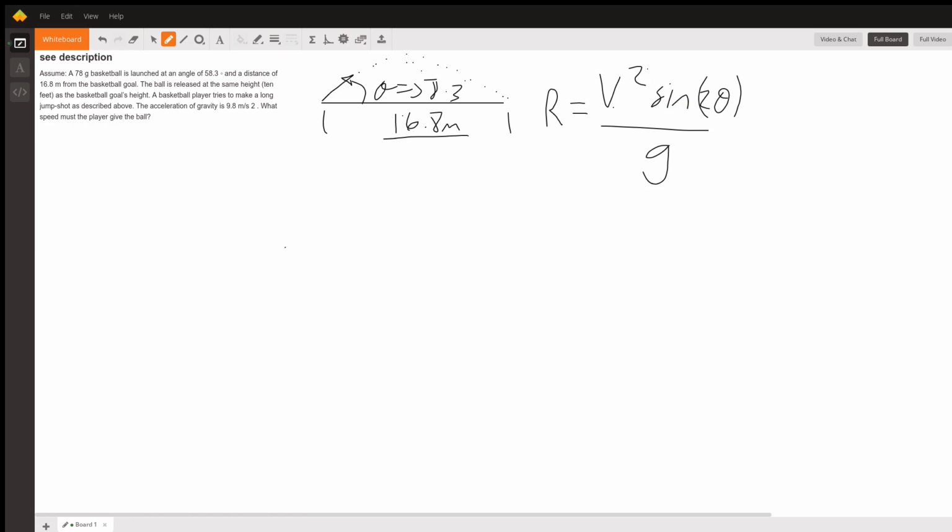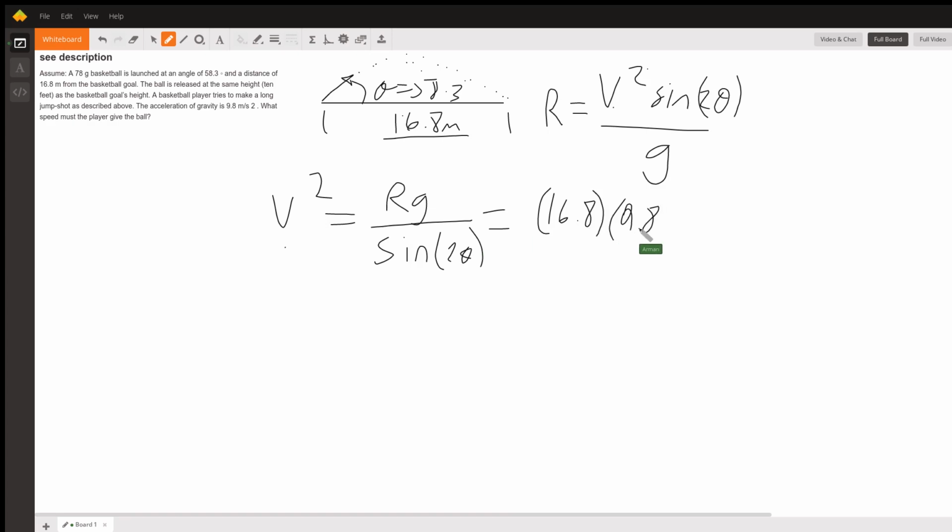We can plug into that equation, or solve that equation for V, and you get V squared equals RG over sine of 2 theta, equals 16.8 times 9.8 over sine of 2 times 58.3. And you should get the square root of that. So take the square root of that.